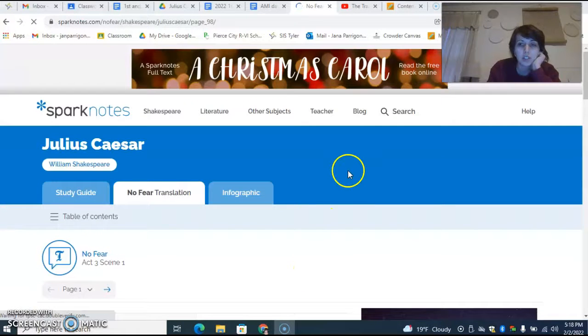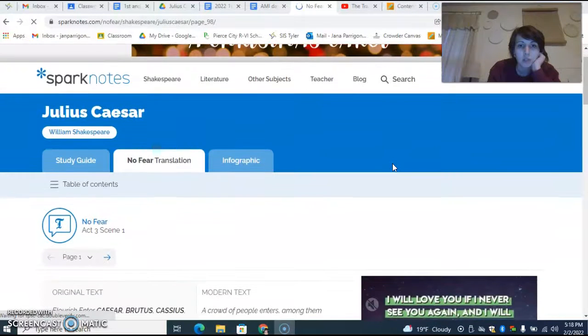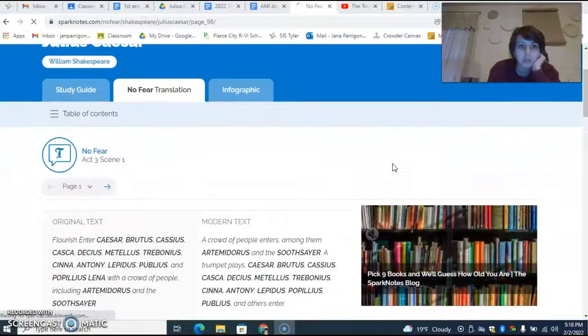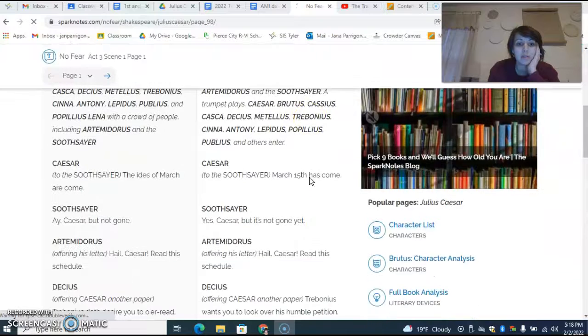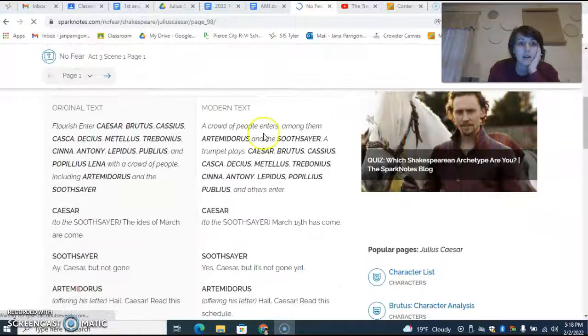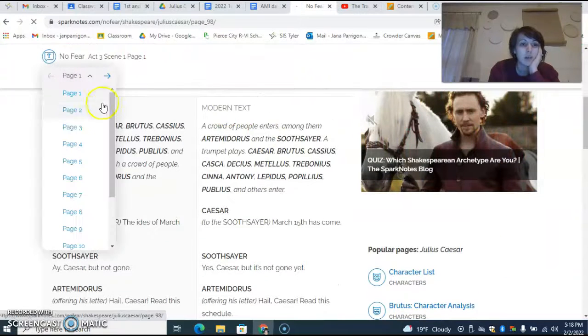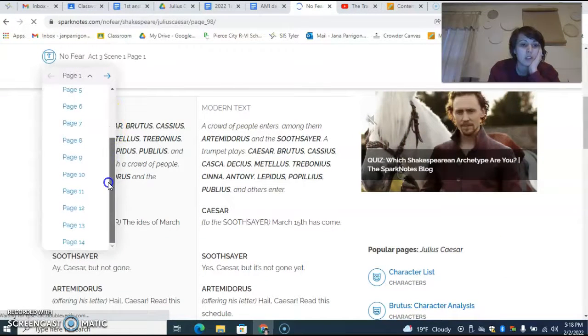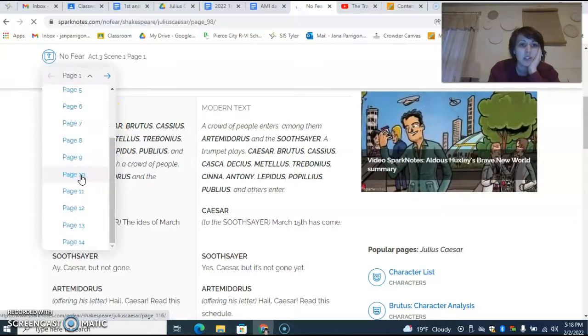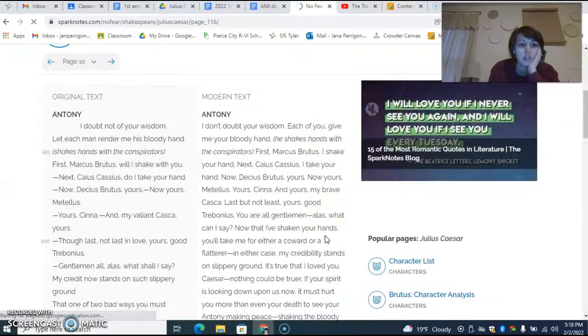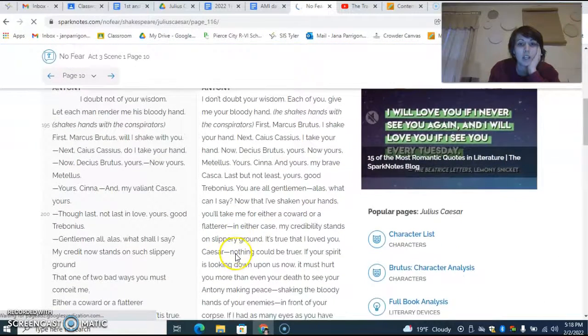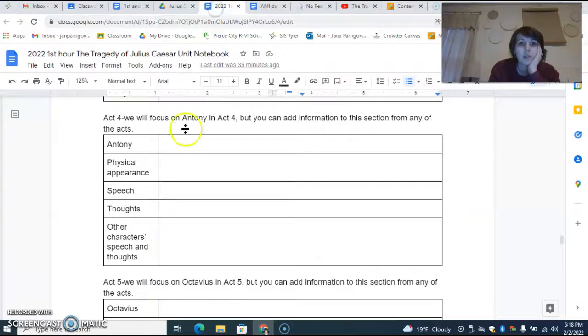Okay, so here's part 2 of the chart work for scenes 1 and 2 of Act 4. We're going to fill out some information about Antony. We're going to go to page 10 here for scene 1. Okay, this will work. So I'm going to start here.